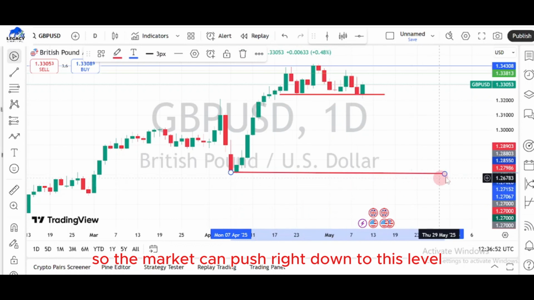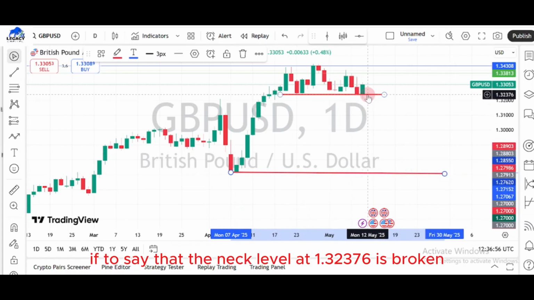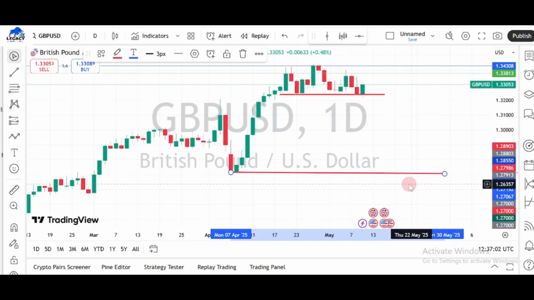1.27067. So the market can push right down to this level, if the neckline at 1.32376 is broken, the market should push further.